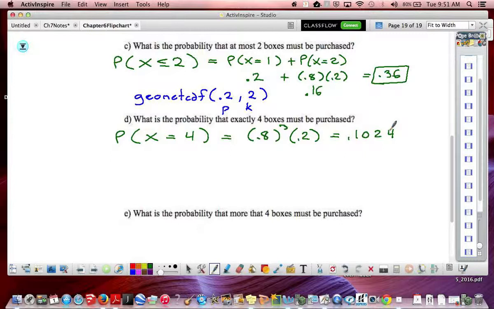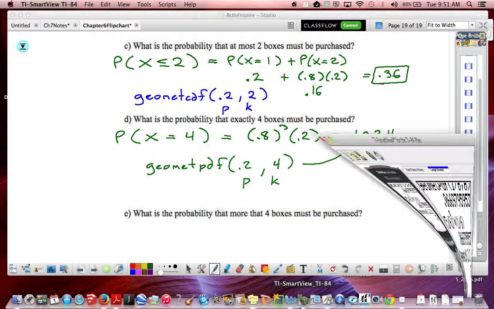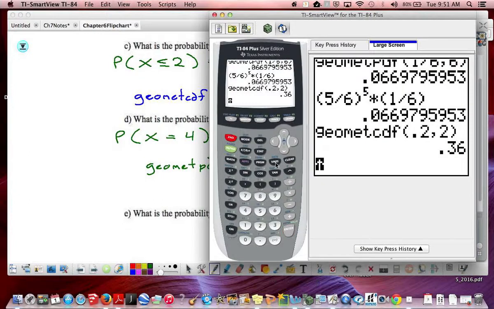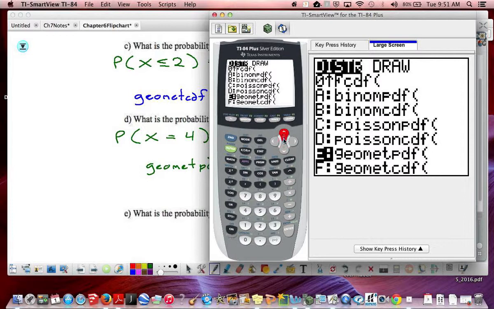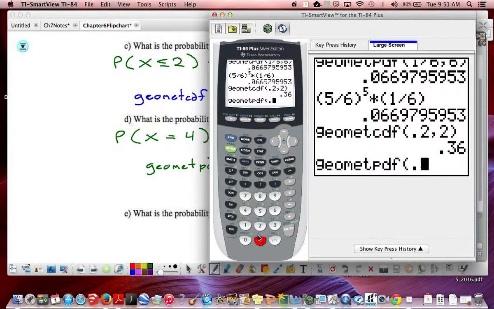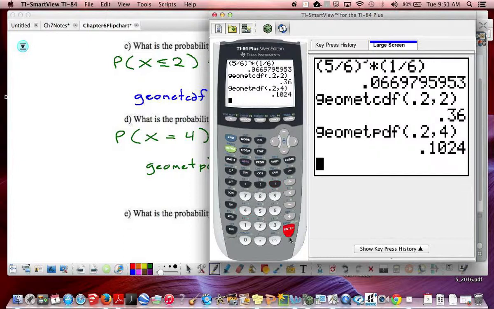Now, I could have used geometric PDF. My probability of success is 0.2. I want it on exactly 4 times. Just to show you that I do get the same answer. Second bars, geometric PDF, 0.2, comma 4, 0.1024.